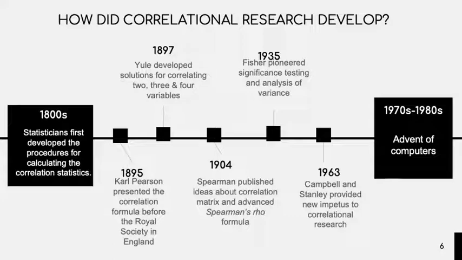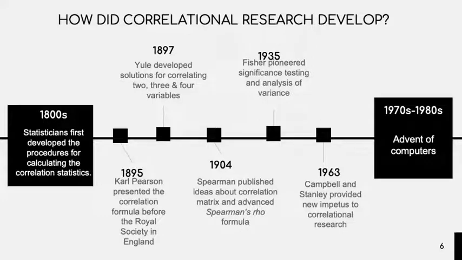Later in 1904, Spearman published ideas about a correlation matrix to display the coefficients, and he advanced his own formula, Spearman's rho, for the data that did not fit a normal bell-shaped distribution. Years later, in 1935, Fisher pioneered significance testing and analysis of variance, important statistical ideas for studying the difference between observed and predicted scores in correlational analysis.